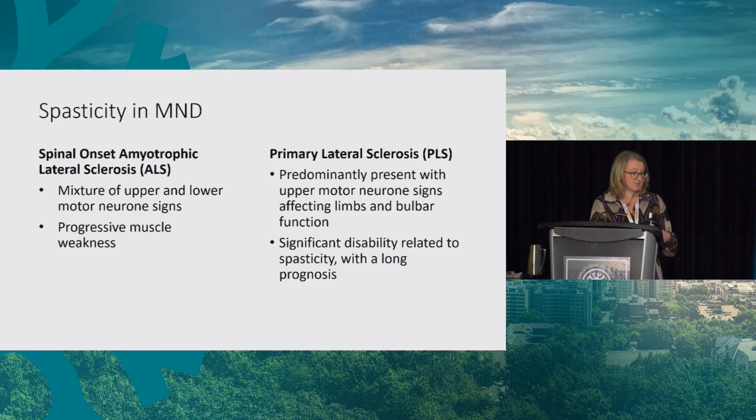In our MND patients, there are the ALS, generally spinal onset patients that present with a mixture of upper and lower motor neuron symptoms, so progressive muscle weakness with some spasticity of varying degrees in different patients. But most often it's the PLS patients, who are much, much fewer and we don't see as many of them, that really present with quite significant and profound spasticity that leads to a long, long period of dealing with significant levels of disability.